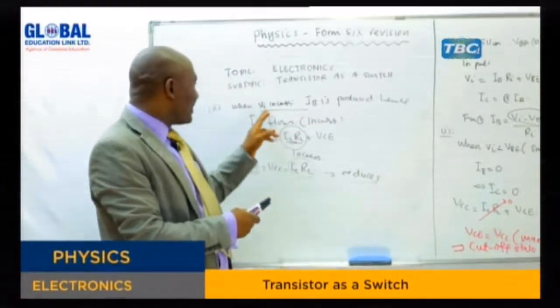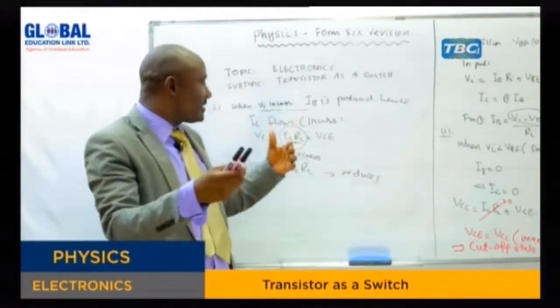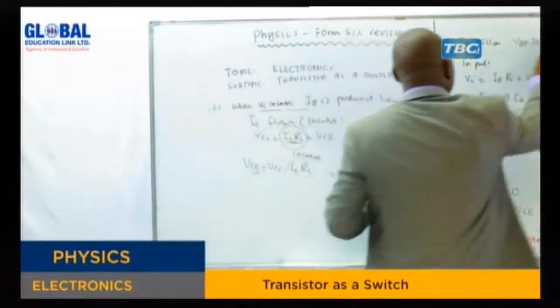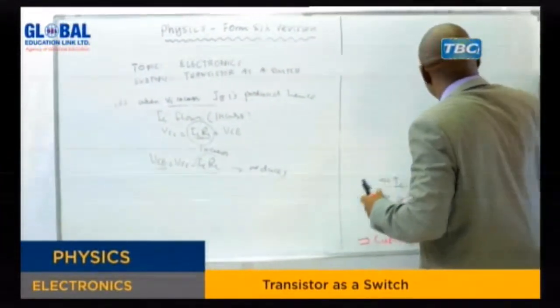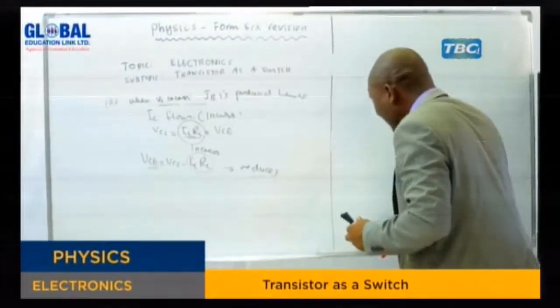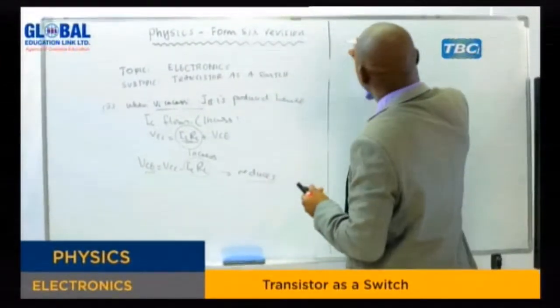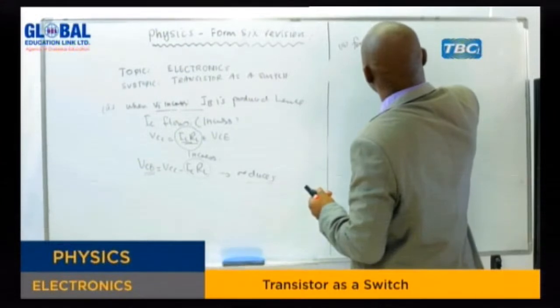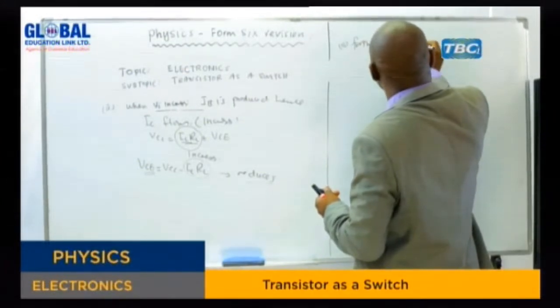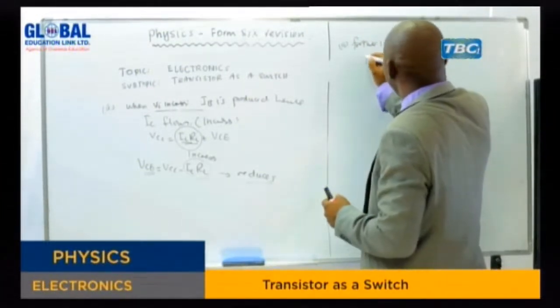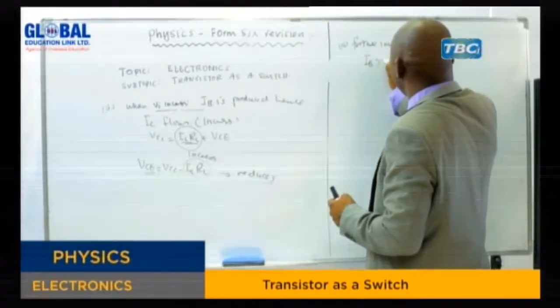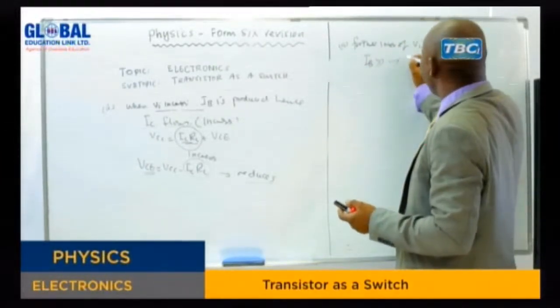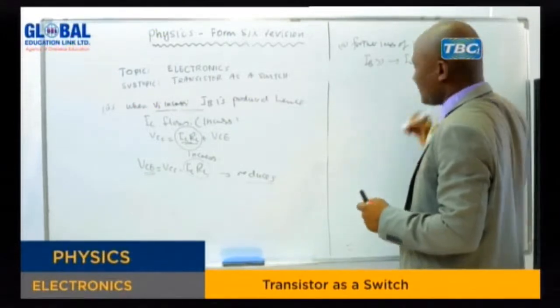For example, when the voltage increases further and reaches a point, let's see case number three. Further increase of the input voltage means the base current also increases, and this makes the collector current also increase.